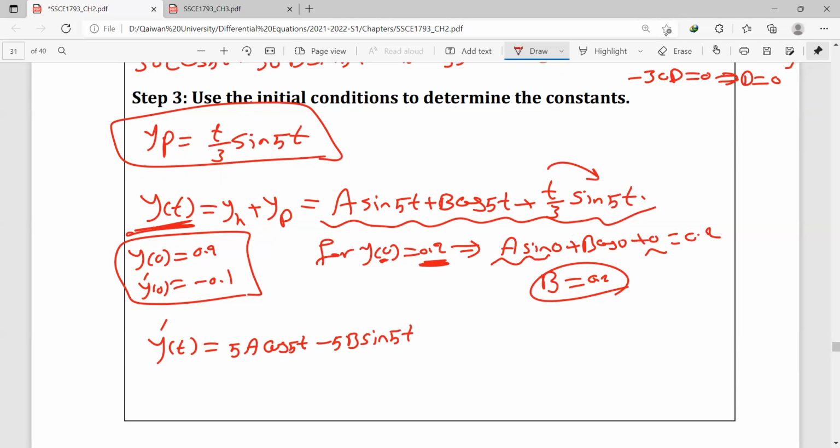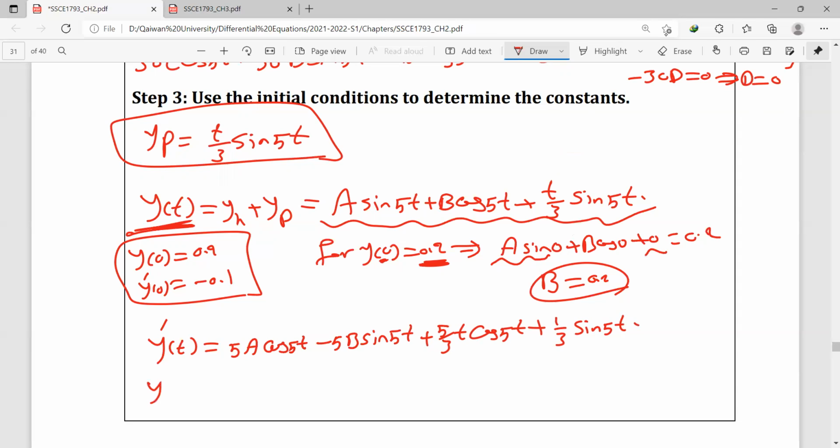And here we have a multiplication of two functions: first times the derivative of the second plus second times the derivative of the first. First times derivative of the second is 5 over 3 t cosine 5t, plus second times derivative of the first, which is 1/3 sine 5t. This is y prime.